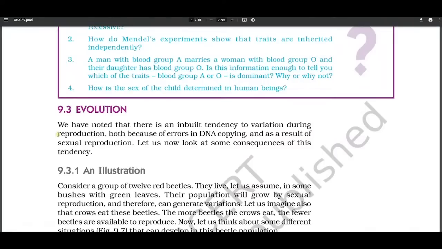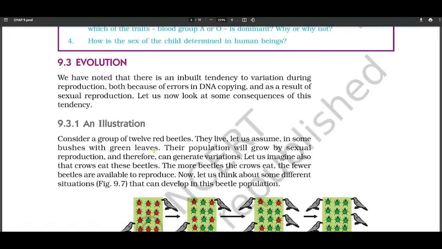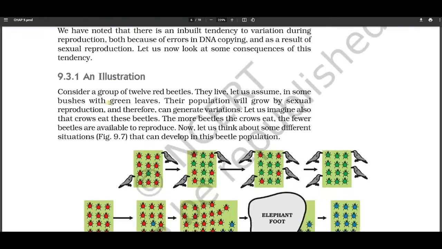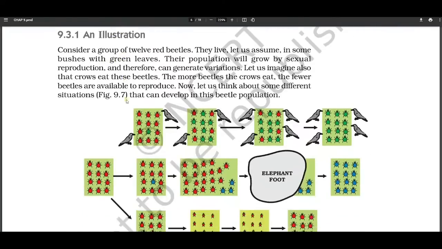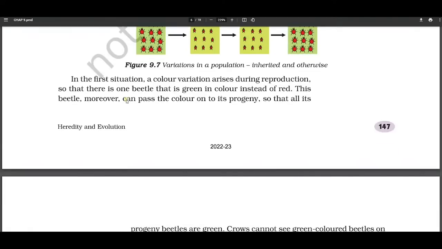So the next important concept is evolution. The evolution is because of variation, right? Because of the continuous variation in a species, it leads to what? Evolution. You have an illustration for evolution here. From this you should understand.